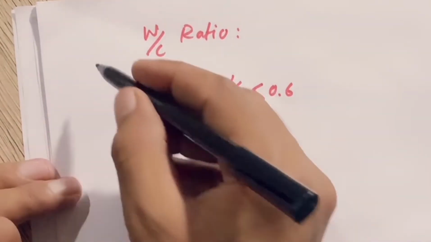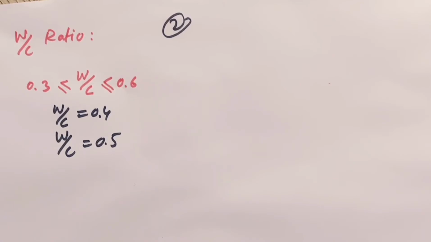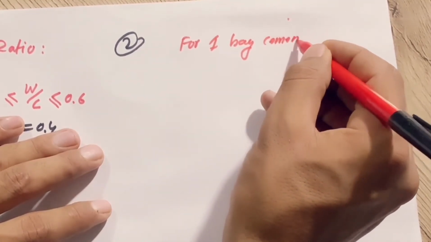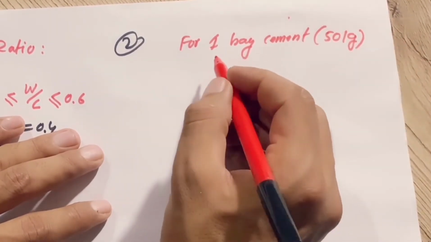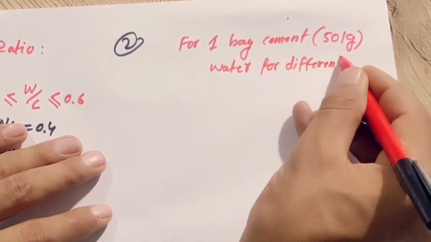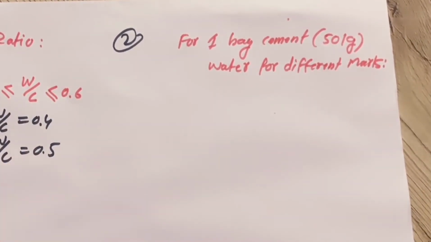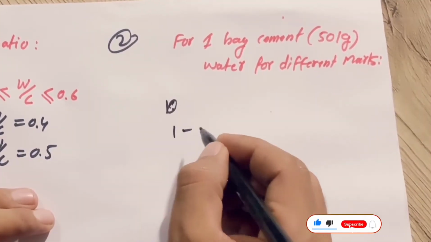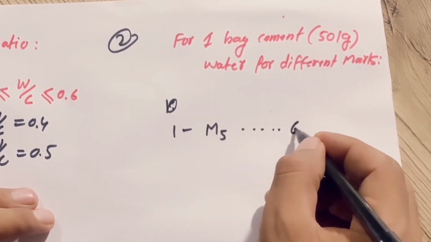I will show you the second method for water cement ratio that we use on the construction side. The second method is for 1 bag of cement, which equals 50 kg, and the water for different marks. I will write here the list of water required per 1 bag of cement for different marks. For M5, 60 liters are required.